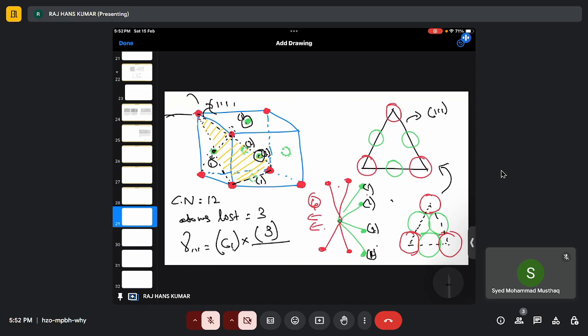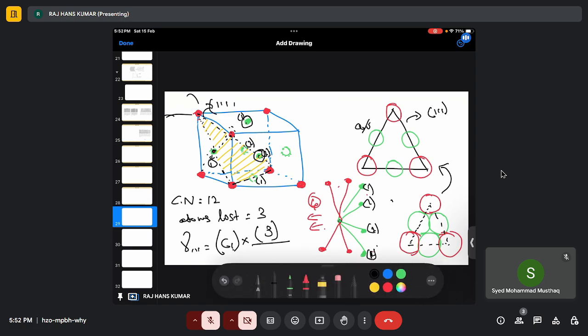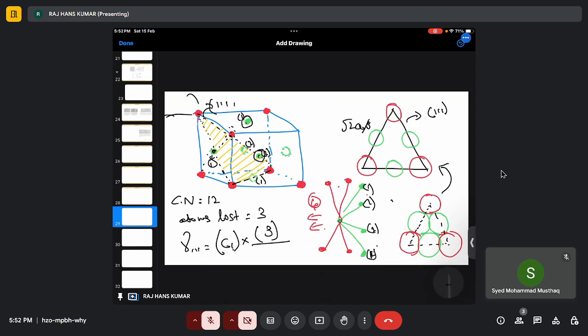Now let me write. Let's say this is my A by A by root 2, that is root 2A, right? I can write it as root 2A. And we know the relation root 2A equals 4R, right? And this distance will be equal to 2R, right? Now we know the angle is 60 degrees.